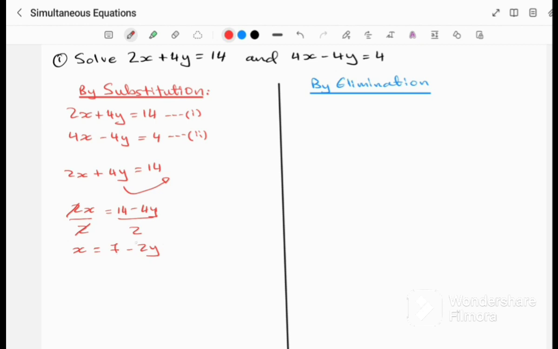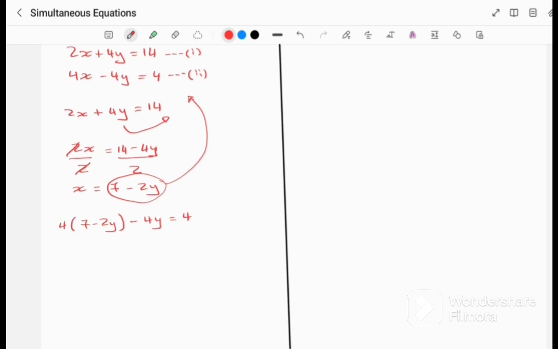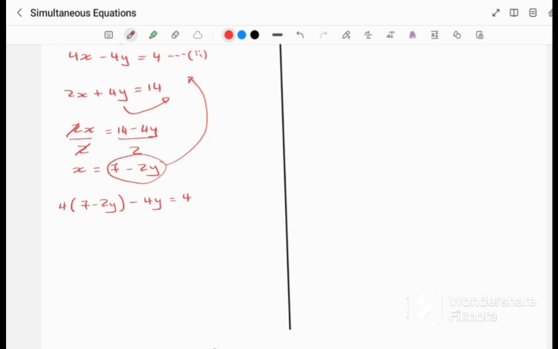We can take this x value and substitute it in our second equation. So instead of 4x, we're going to have 4 times (7 minus 2y), minus 4y is equal to 4. Now we only have y in this equation instead of x and y, so it's easier for us to solve. Let's go ahead and solve. So first we're going to multiply 4 by 7 and then 4 by 2. So we're going to have 28 minus 8y minus 4y is equal to 4.